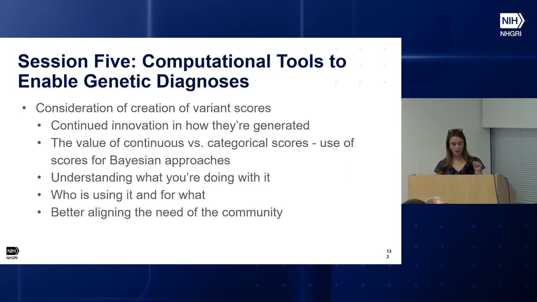In session five, we ended off the day with a discussion about the creation of variant scores, which included a desire for continued innovation and generation of variant scores, the value of continuous versus categorical scores, and the use of scores for Bayesian approaches, an understanding of what is being done with the variant scores, an understanding of who is using the variant scores and for what, and a better alignment of community needs with the variant scores.